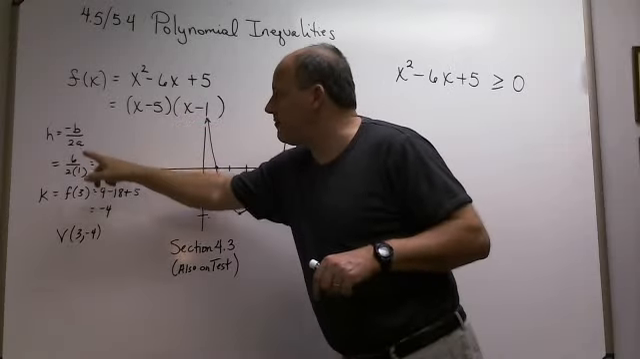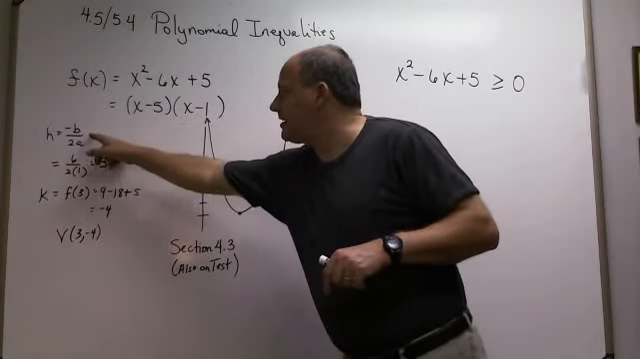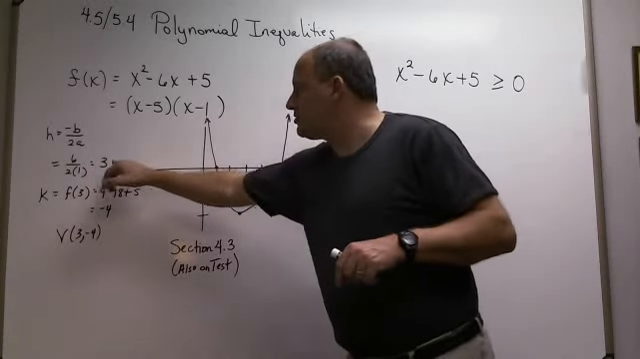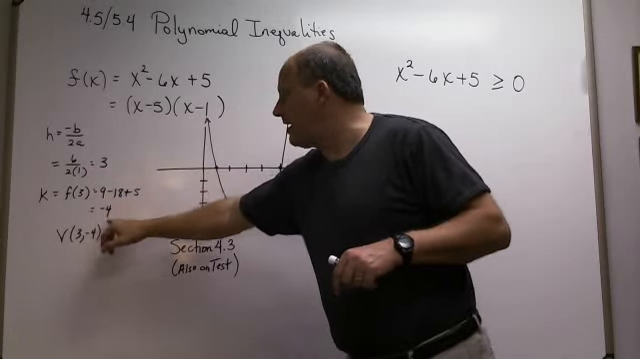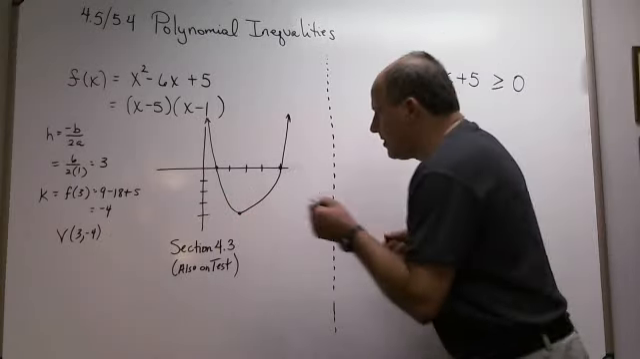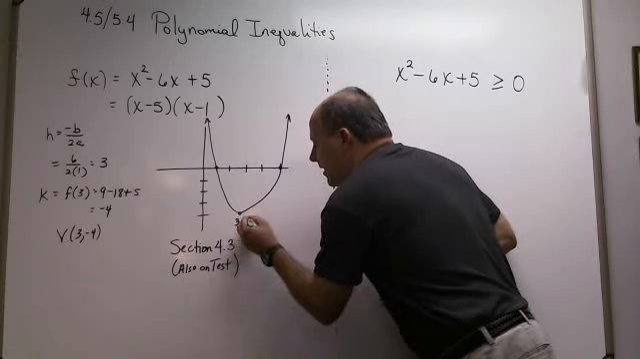And I came over here and I found the vertex already. And the vertex, remember, is found by negative b over 2a. And that was 3. And you plug 3 back in, that gives you negative 4. So the vertex is down here at 3, negative 4, right there.